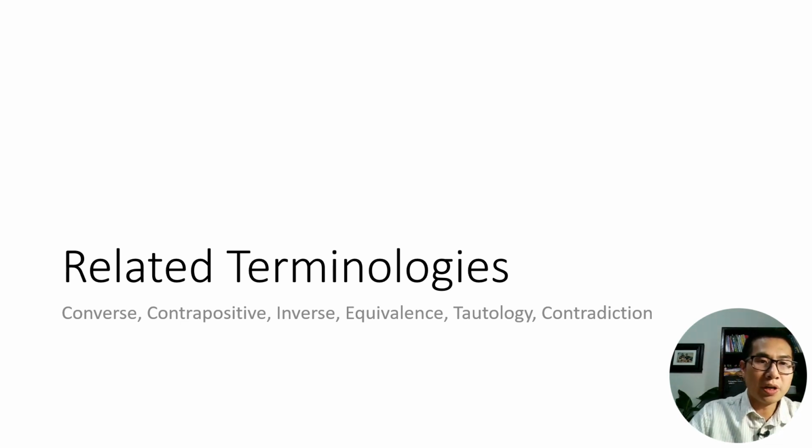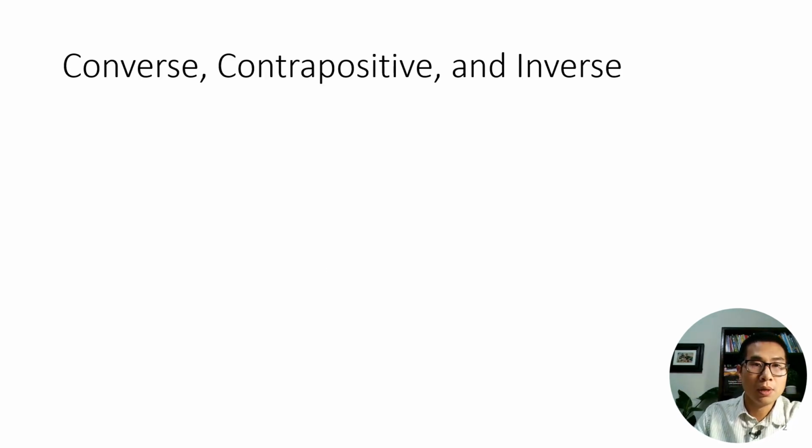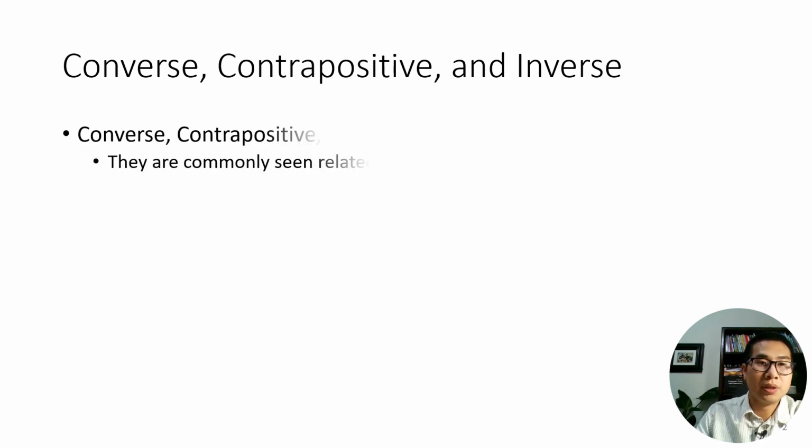In this section, we're going to cover some important terminologies that we should know in propositional logic. Let's say the terms are converse, contrapositive, inverse, equivalence, tautology, and contradiction. Now, the first three terms will be converse, contrapositive, and inverse.